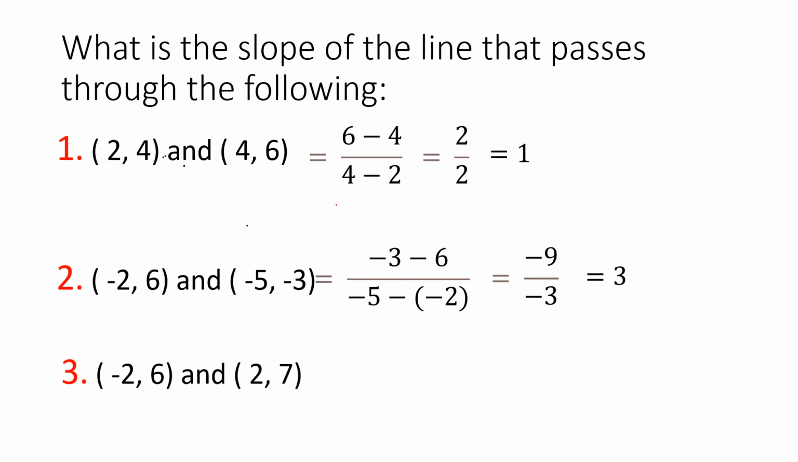Another example is (negative 2, 6) and (2, 7). Our y sub 2 is 7, y sub 1 is 6. So we got 7 minus 6. Your x sub 2 is 2 and our x sub 1 is negative 2. So we got 2 minus negative 2. Simplifying, we have 7 minus 6 is equal to 1 and 2 minus negative 2 is positive 4. So the slope of number 3 is 1/4.